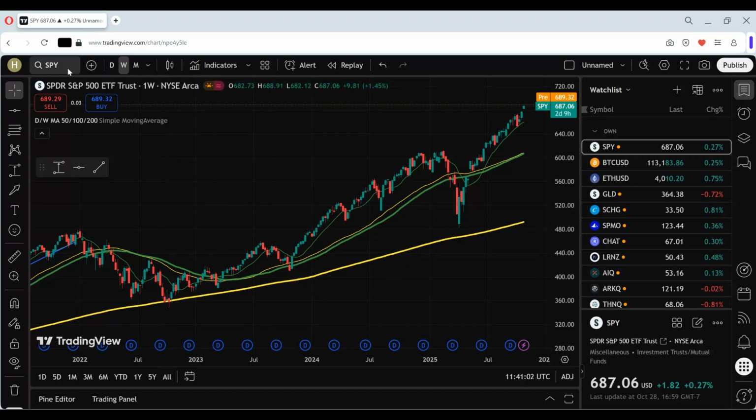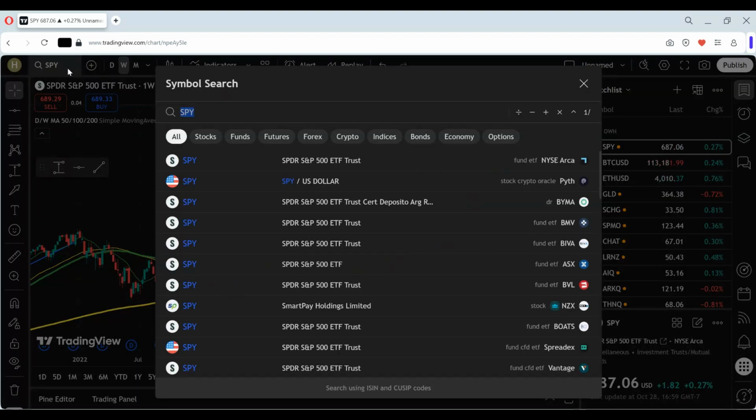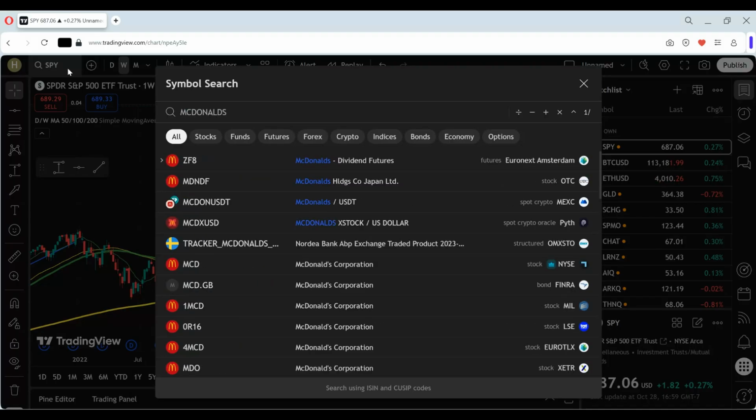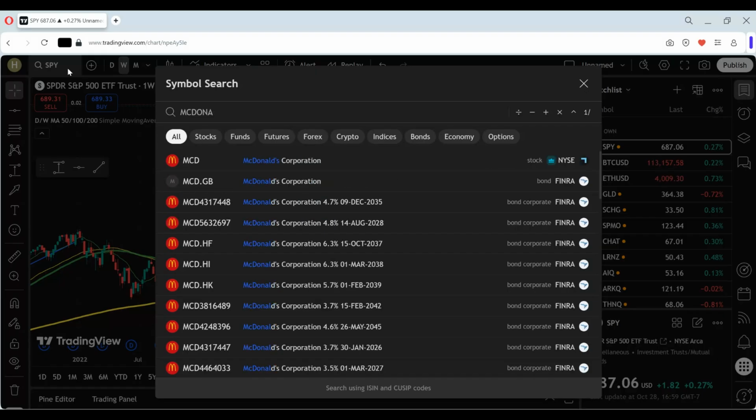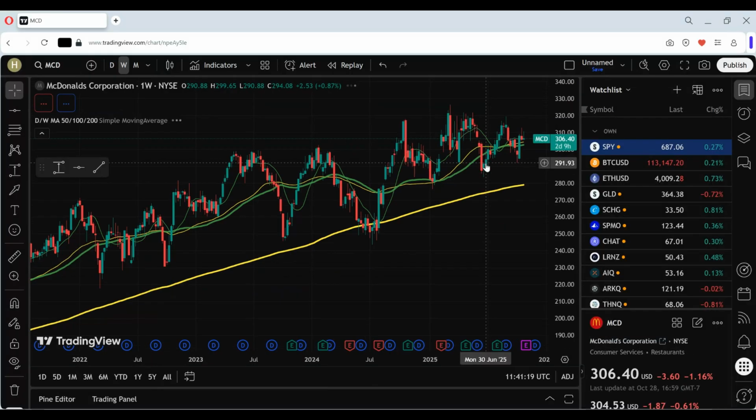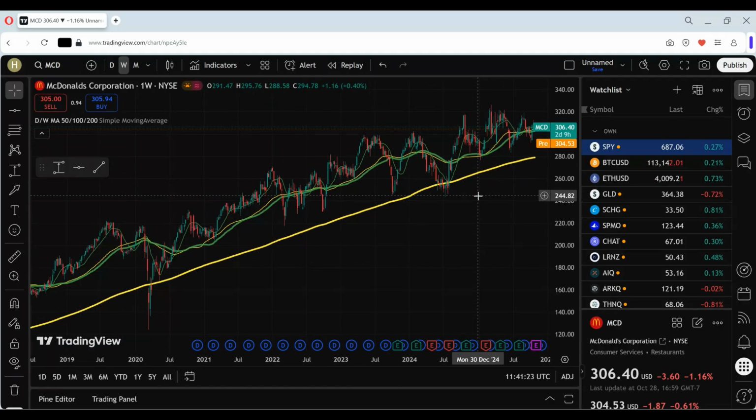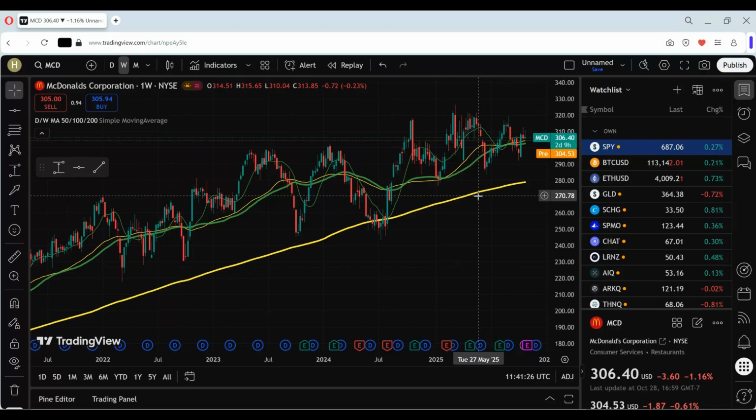We know how to get tickers. Click up here, type in McDonald's. Did I spell that right? And we want the one that says McDonald's Corp, New York Stock Exchange. And I think that'll do it.